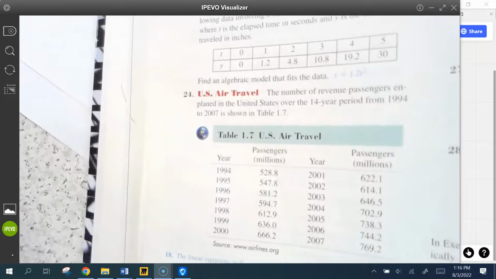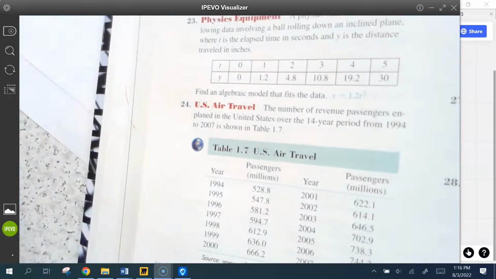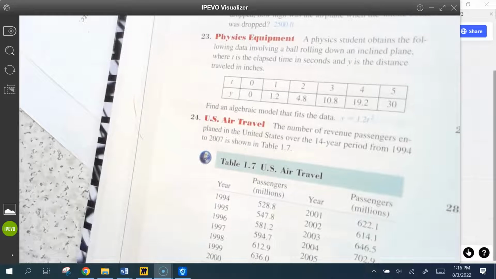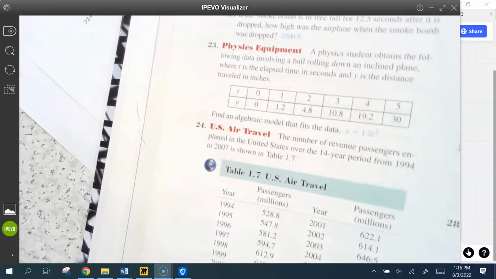So this one, here's all your data, right? I'm going to go into stat edit, and in list 1, I'm putting the year. And in list 2, these are the numbers that I'm inputting. Are y'all okay with that?